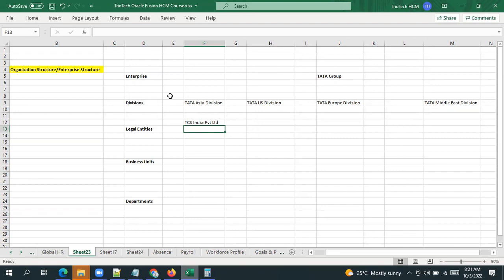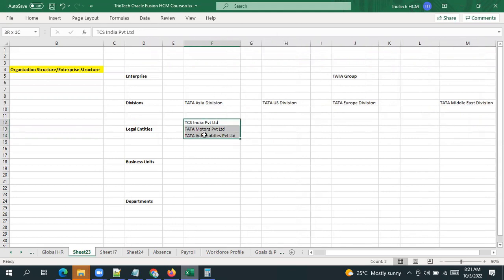So let's say in the Asia division, we have something like TCS India Private Limited. Then we have something like Tata Motors Private Limited. And then we have something like Tata Automobiles Private Limited. So these are the registered companies that our client has in the Indian division or Asia division.